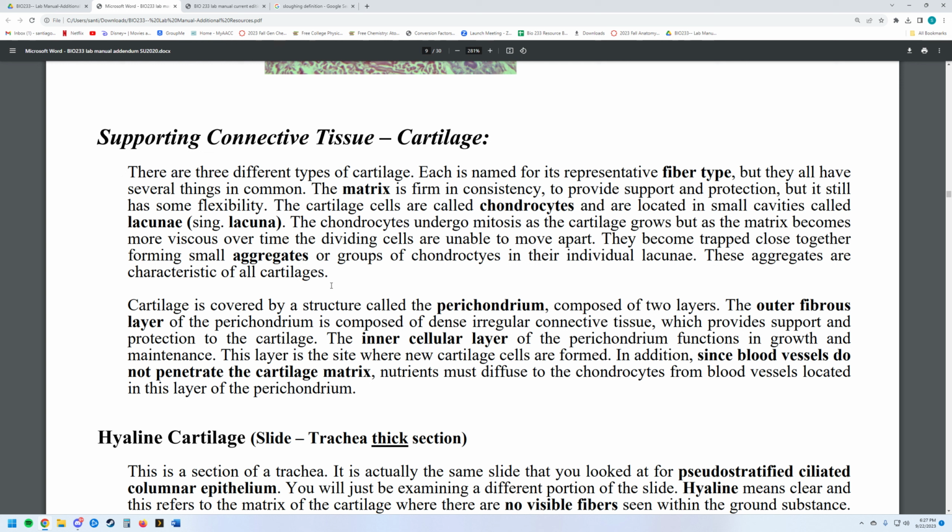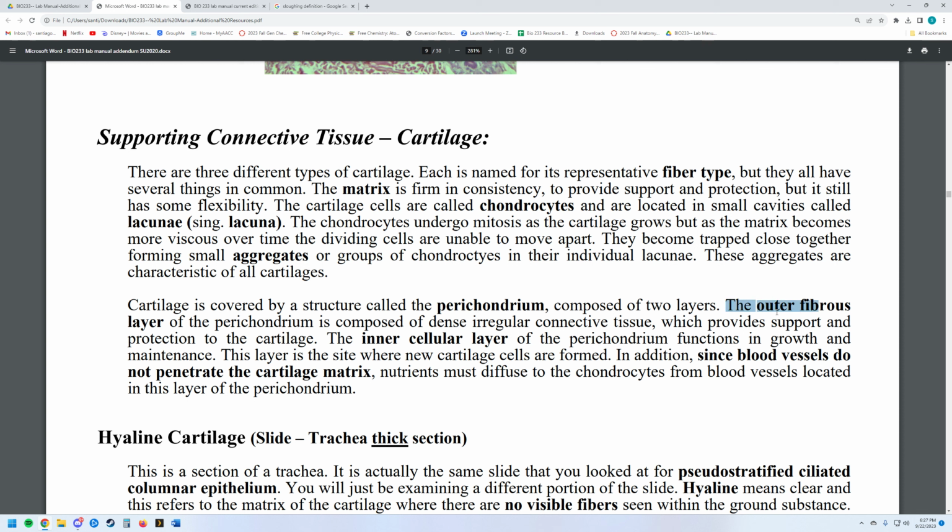Cartilage is covered by a structure called the perichondrium, composed of two layers. The outer fibrous layer of the perichondrium is composed of dense, irregular connective tissue, which provides support and protection to the cartilage. The inner cellular layer functions in growth and maintenance. Okay, that was weird.